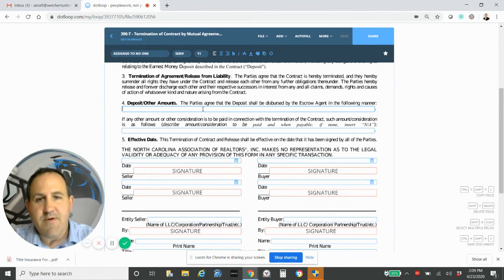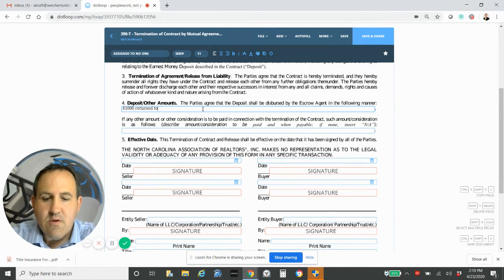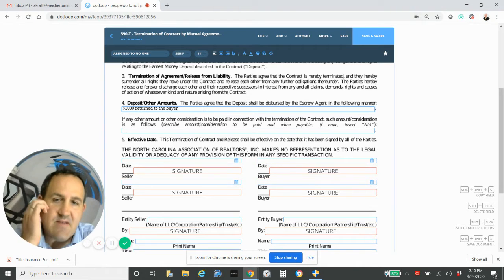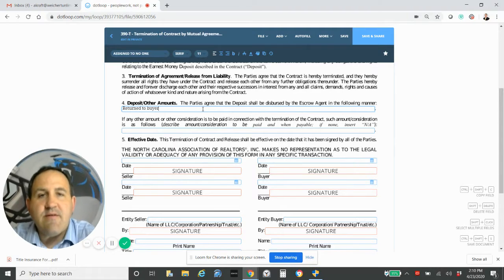All right. So typically, you'd want it to say something like this, though. All right. Let's see, $1,000 returned to the buyer. I can spell $1,000 returned to the buyer, like that. Okay. That's typically what you're going to want it to read. Just don't have it read this. Don't have it say $1,000. What does that mean, right? $1,000 to whom? Who's getting it? Don't just say this. Return to buyer. I see that sometimes.